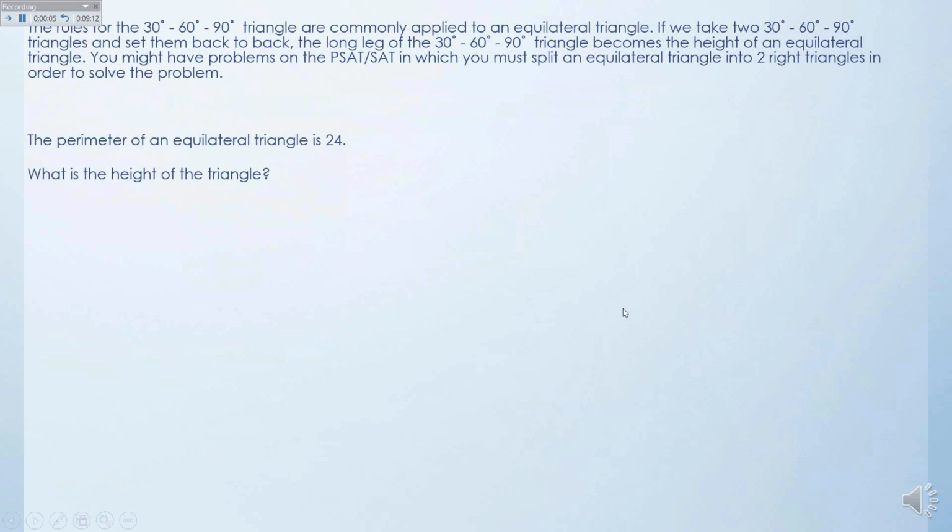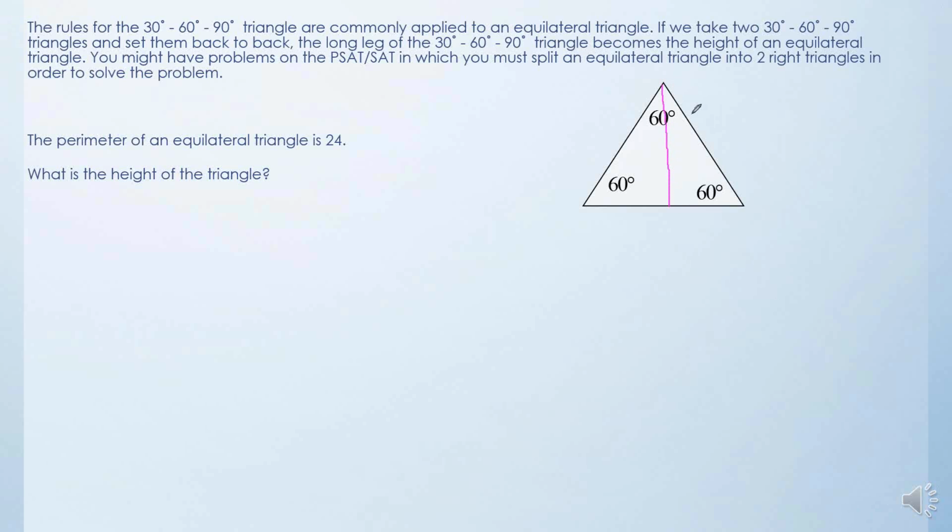Okay, so then we have an equilateral triangle, and if we take two 30, 60, 90 degree triangles and set them back to back, then what we have is an equilateral triangle. Look at this. Here's our equilateral triangle. All sides equal, all angles equal. But if I drop a line from here, now what do I have? I have right angle here, 90 here, 60 here. That leaves 30 for there. A 30, 60, 90 degree triangle.